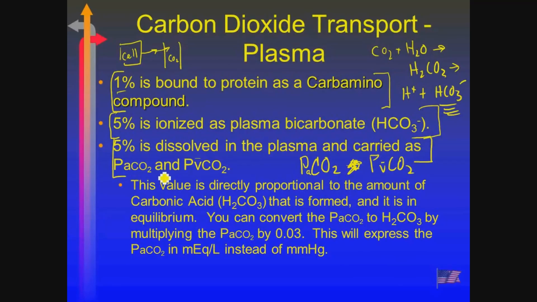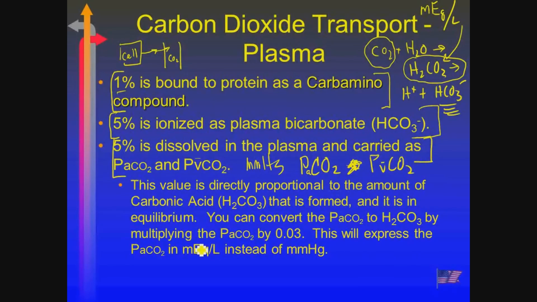This value of PCO2 here and the amount of carbonic acid that is present are directly related. So as CO2 goes up, carbonic acid goes up. There's a proportionality there. This value, carbonic acid, is measured in a unit called milliequivalents per liter, as is bicarbonate. CO2 is measured in millimeters of mercury.